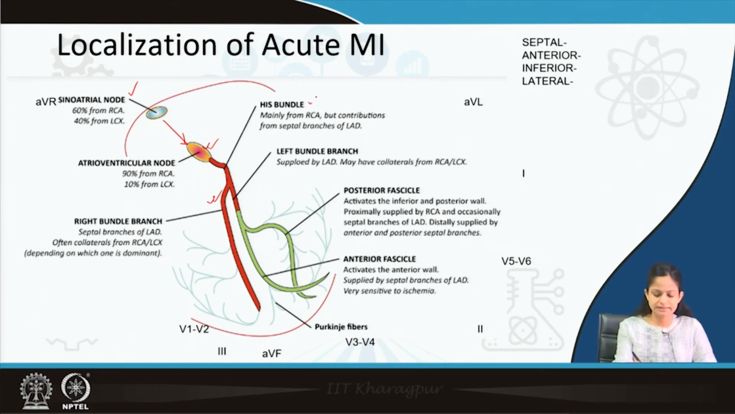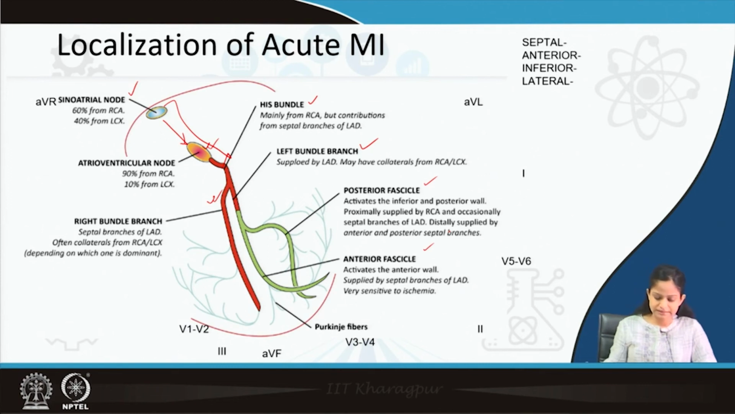Then the His bundle is also getting the supply from the right coronary artery. The left bundle branch is getting supply from the left anterior descending artery. Similar is that of the posterior fascicle and anterior fascicle. They also get the supply from the septal branches of the left anterior descending artery.